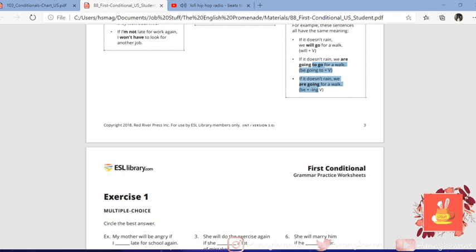Makana says, it seems like if of programming languages. Yeah. Could it be John wrote? Could it be, if it doesn't rain, we are going for a walk, keeping the same meaning?